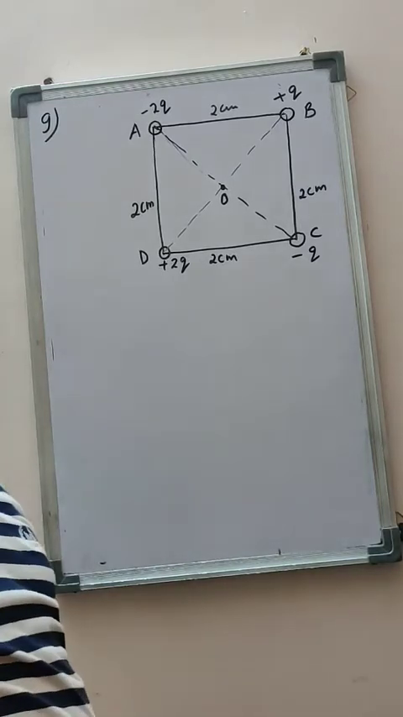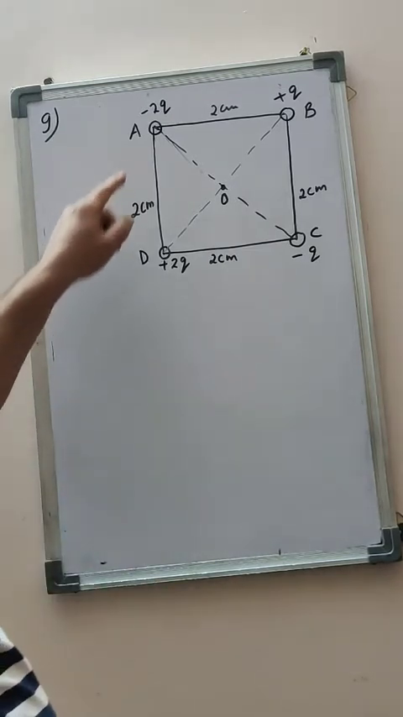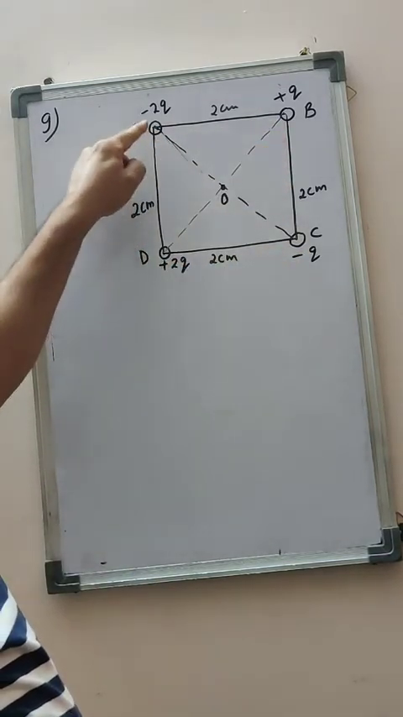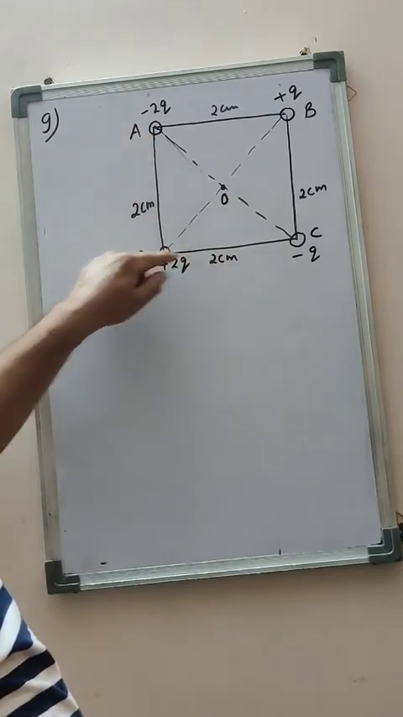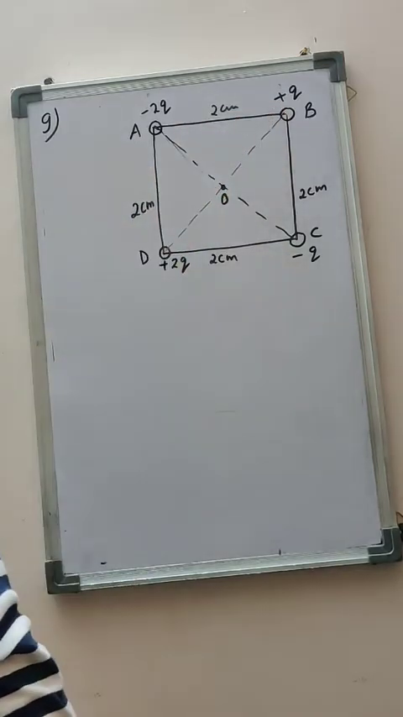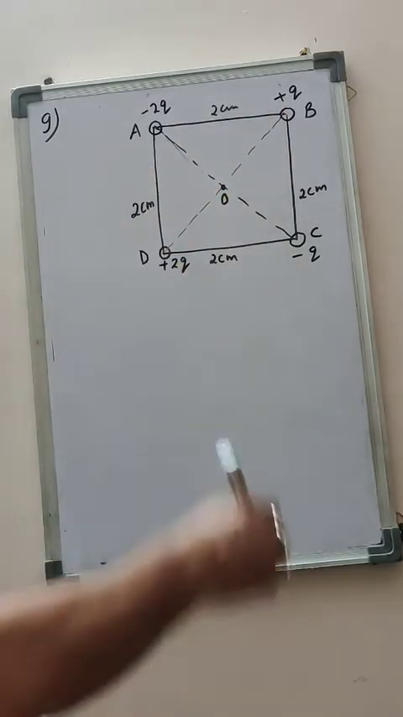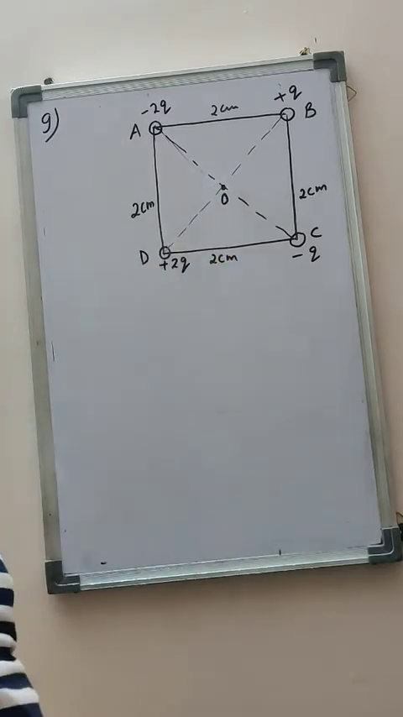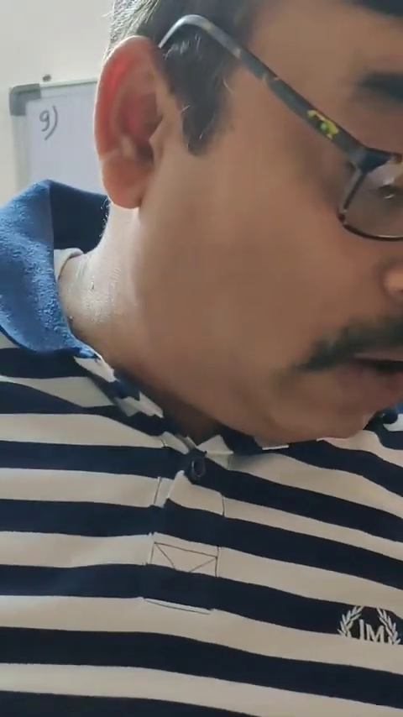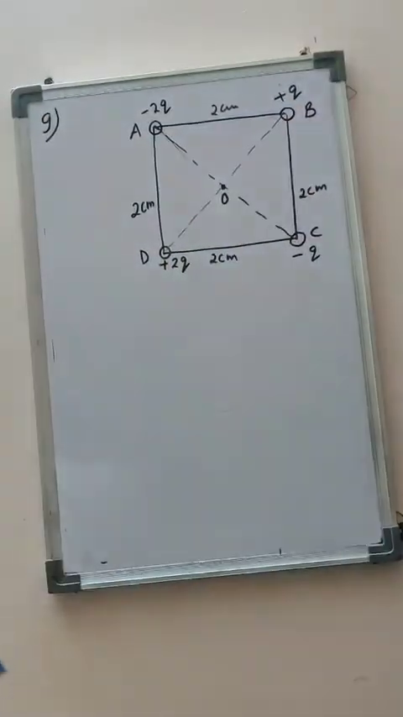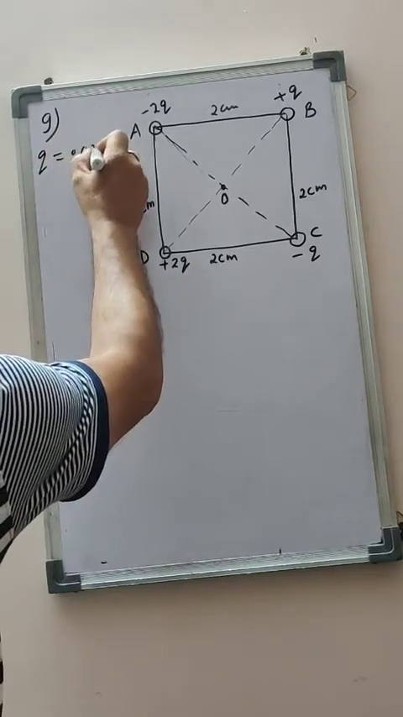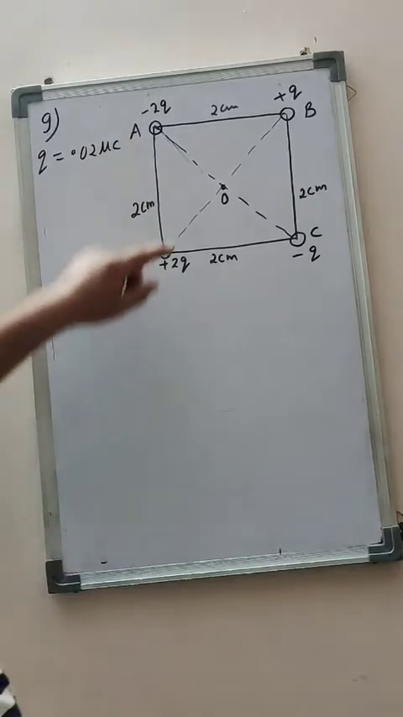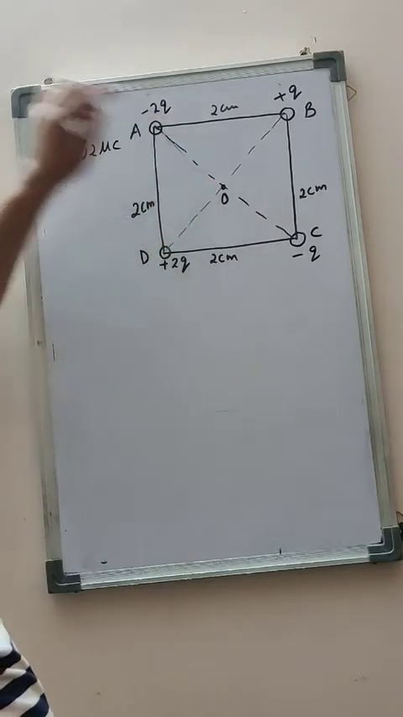Now question number 9 from your worksheet. ABCD is a square of side 2 centimeter. These are the charges placed at the corners. You have to find the net field at O. The value of Q is given as 0.02 microcoulomb. Now you have to find the electric field at point O.